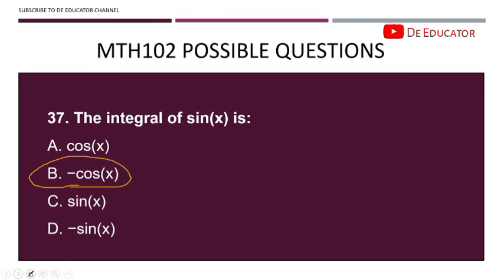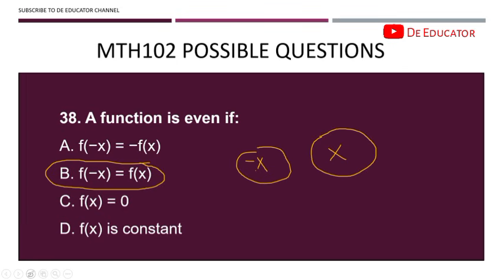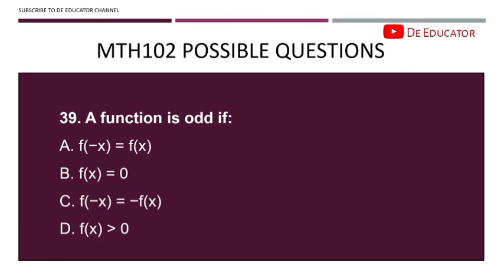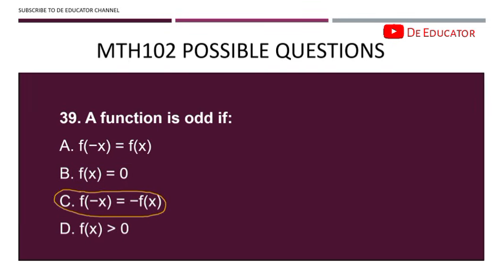Alright, so the next question says 38. A function is even, if you see this question, it's another bonus question. A function is even when f of minus x is equal to f of x. You should also know for odd. Next question: the function is odd if f of minus x is equal to the negative of f of x. Please take note. You can see the difference between odd and even. Even is minus x equals x, while in odd, minus x equals the negative function of x.